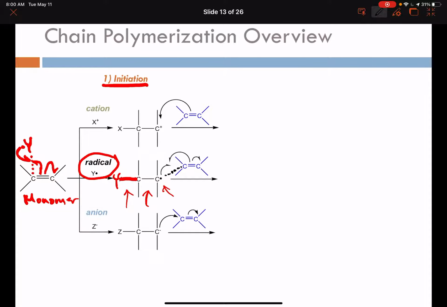So this might be a moment where you pause the video and try to list what the product here is, given your understanding of how the mechanism of radical reactions work to give us our first propagation product.